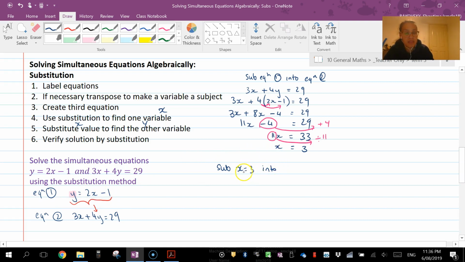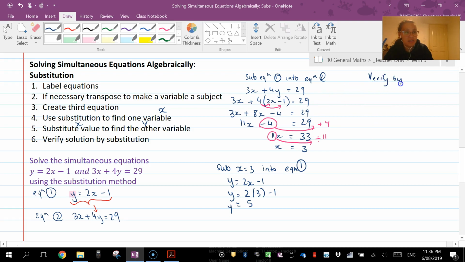So into equation 1. y equals 2x minus 1. y equals 2 times 3 minus 1. 6 minus 1 is 5. y equals 5.